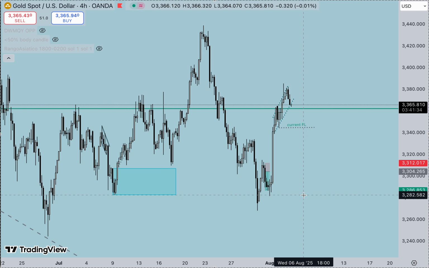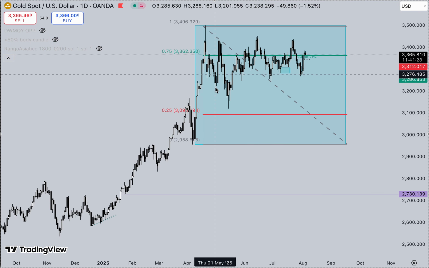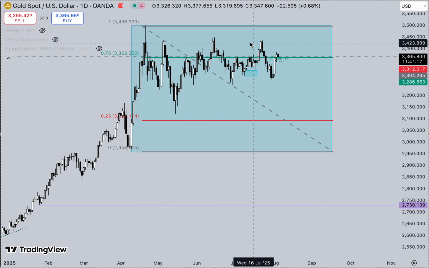Then gold. As you can see, swing wise, we're bullish. But we came into here and now we're consolidating. 0.75, 0.25. So we want to buy from here, we want to sell from here. So now what are we just looking for?